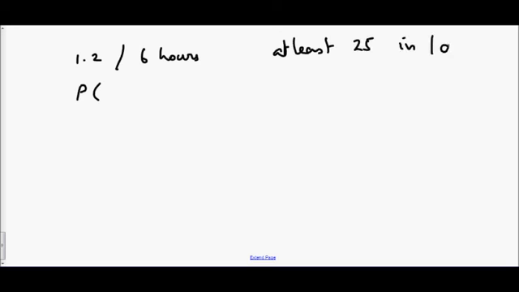So we can have a typical question like this. Say the given rate of growth of bacteria is 1.2 per every 6 hours. Okay, it's not per unit now, it's every 6 hours. Then find the probability that there is a growth of at least 25 bacteria in one day.